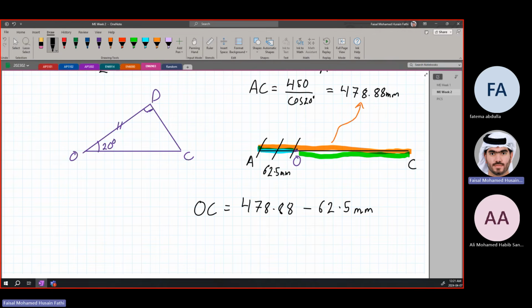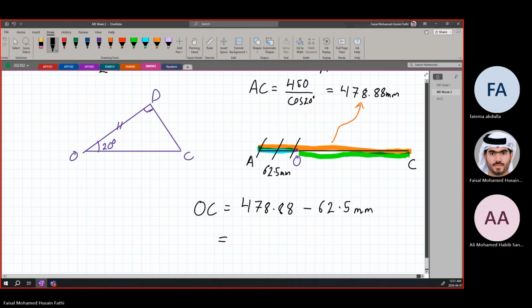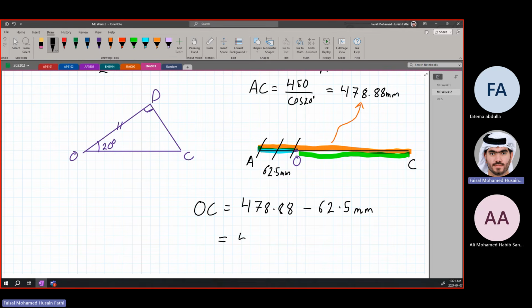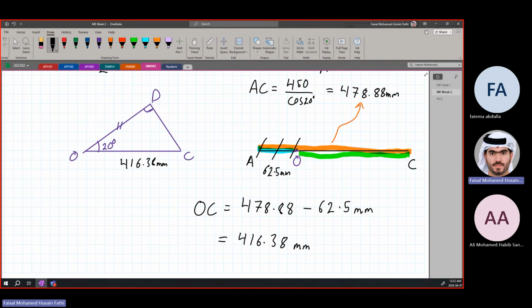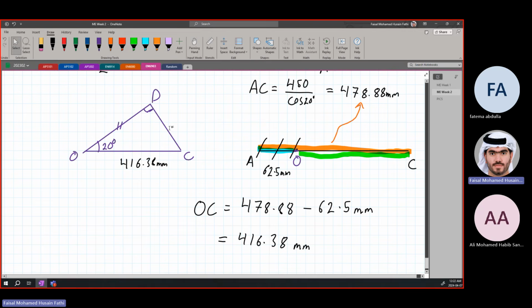So OC is equal to 478.88 minus 62.5, which is 416.38 millimeter. So this is the distance OC, 416.38 millimeter. Now again, we have a right triangle. We're trying to find the perpendicular distance OD. That was the whole idea from the beginning.